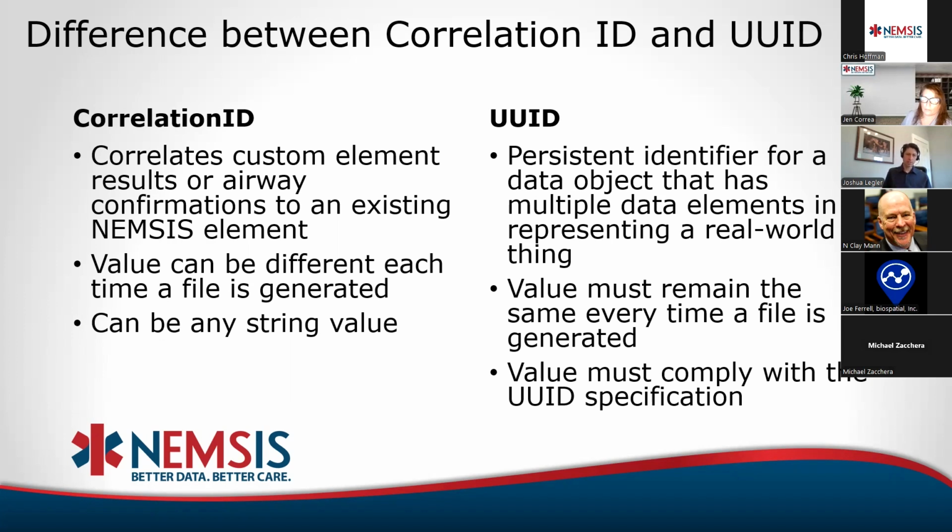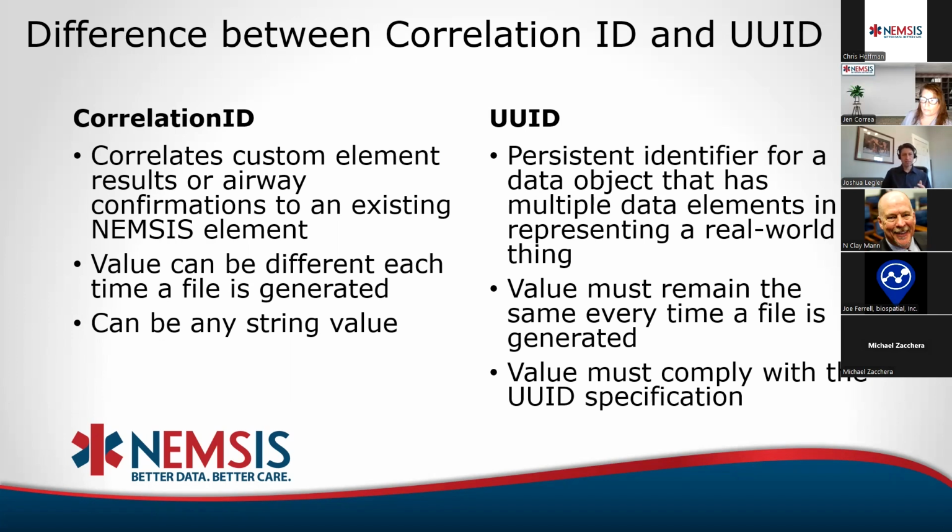The purpose of Correlation ID is to just connect custom element data or airway confirmations to an existing data element within a single data file that's being submitted within that document. The purpose of the UUID is to be persistent across time, representing real world data objects that change over time. And that UUID has to stay the same every time the data gets generated, for years and years.